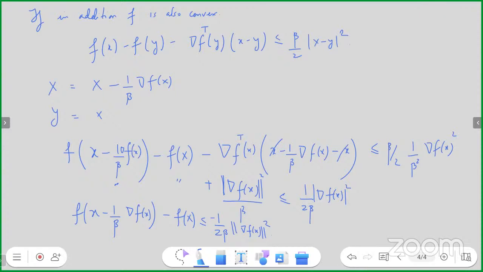Okay, so let's call this equation number 2. Something is not clear. Pretty elementary. Most of the proofs are pretty elementary. Let's call this 3 and let's call this 2, because now we're using convexity as well as smoothness.